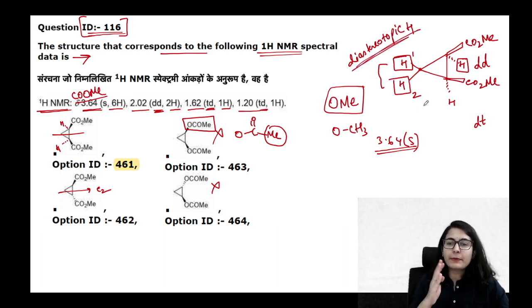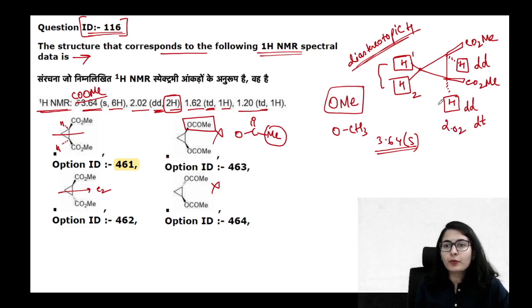Diastereotopic hydrogens separately will split both of these hydrogens into a doublet. Now this hydrogen also will be split by these two into a doublet, and you have two hydrogens for the doublet, which is very important. It's going to be 2.02 for both of these. And 1.62, triplet of doublets.